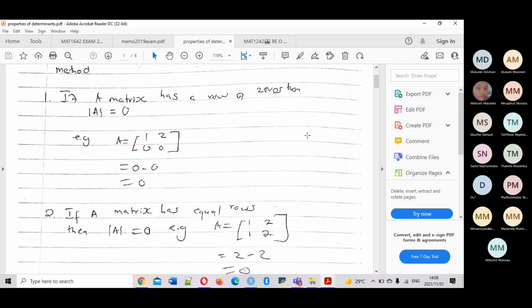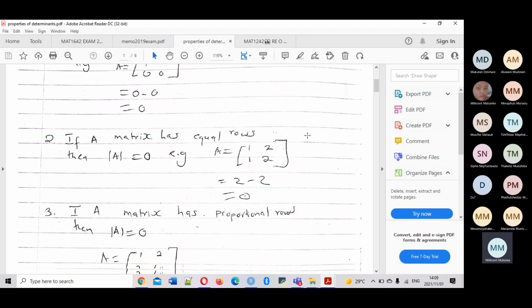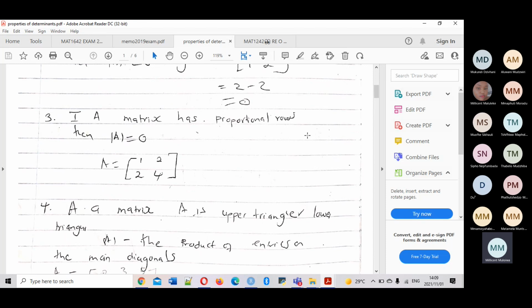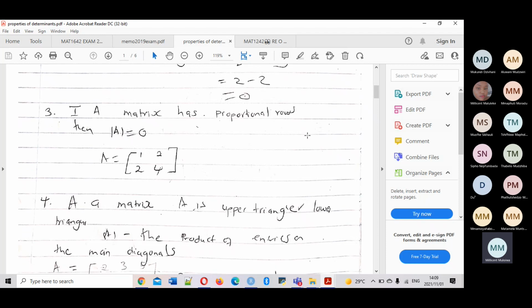But if we have a matrix that has equal rows, then its determinant also is 0. So let's say, e.g., we've got 1, 2, 1, 2. Then its determinant is going to be 2 minus 2, which gives us 0. For another matrix, let's say we've got 1, 2, 2, 4. Its determinant is 0 also.